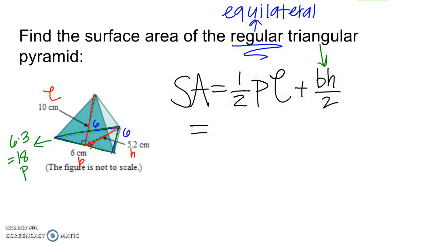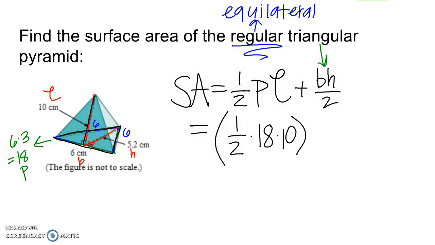Here we go. So I'm going to put parentheses. 1/2. What was the perimeter? The perimeter of my triangular base, this right here, 6 plus 6 plus 6, we got 18. What was the slant height? This guy right here was 10. Okay? Then I'm going to do base times height divided by 2. Remember, the base and the height are coming from that triangular base down here, and they're forming that right angle. That is 6 and 5.2. And for our area of a triangle formula, we divide that by 2. Okay? A little tricky. If you have a question, please ask me. Don't just sit there.